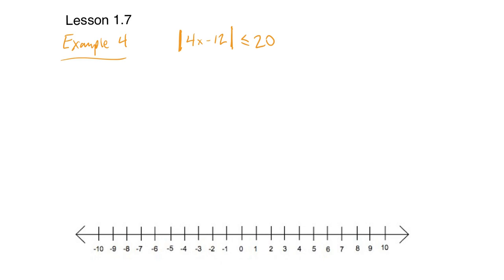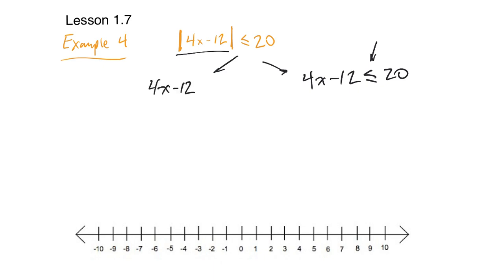Here we have the same thing. We want to get this alone, which we already have, and now we split it up. On the right, I'm just going to rewrite it and keep the 20 positive, so the inequality sign does not change. Over on the other side, my 20 is going to become negative, so now the sign changes direction.